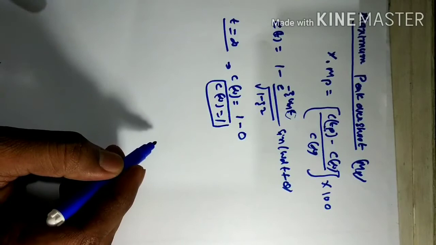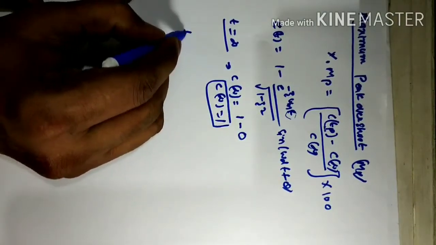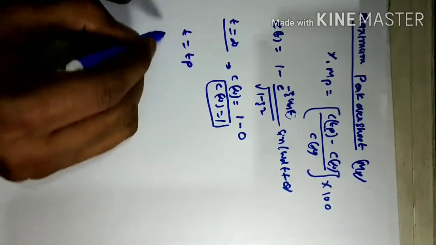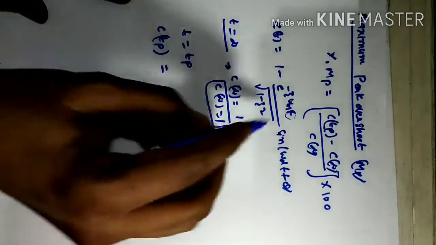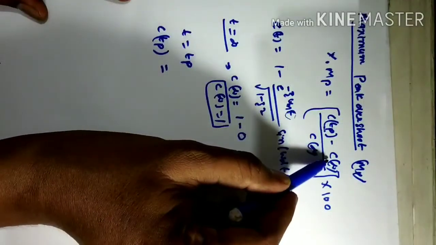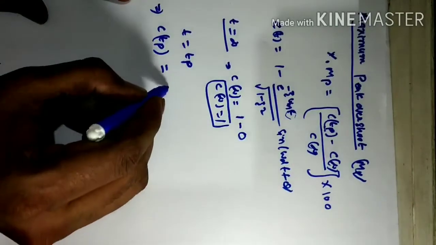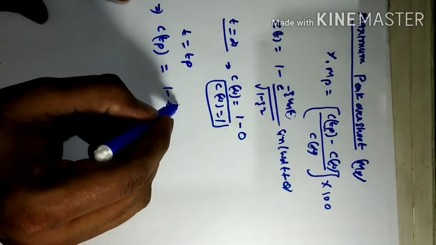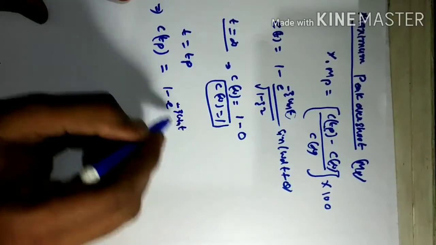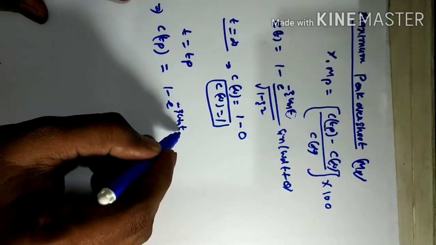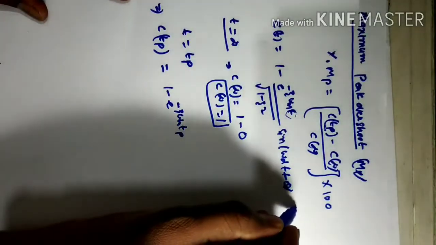Next we are going to substitute t is equal to tp. So you have to find C(tp), C(infinity), and finally you can substitute. C(tp) is equal to 1 minus e raised to minus zeta omega n t, where t means tp. Maximum peak overshoot means you just see the graph here.